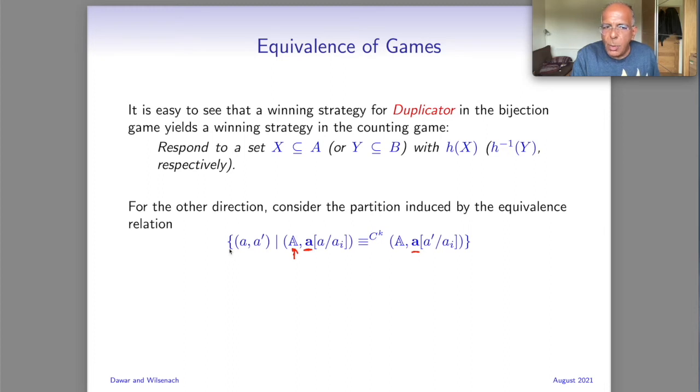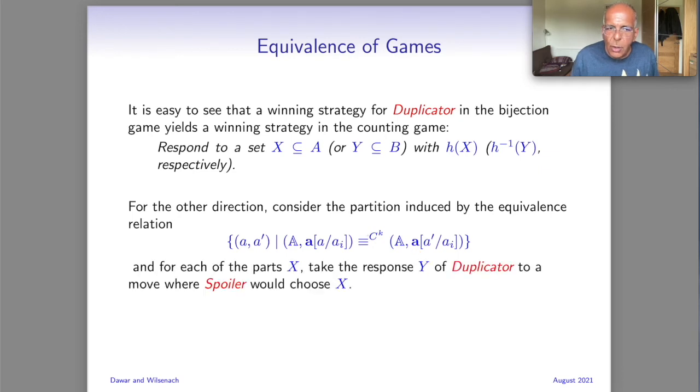And you consider the equivalence relation on elements of A defined by: two elements A and A prime are equivalent if substituting them into the ith position. What is the ith position? I is the pebble that spoiler is moving. So you're basically looking at anywhere the pebble could move to, and you say two elements are equivalent if the resulting positions cannot be distinguished by a formula of CK. This forms a partition of the universe of A.